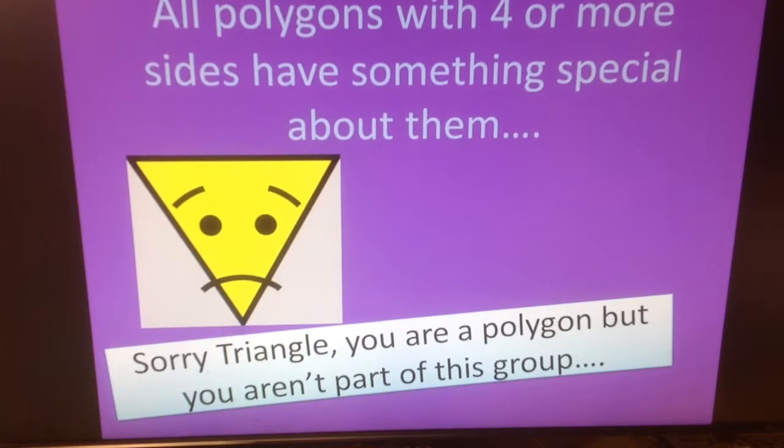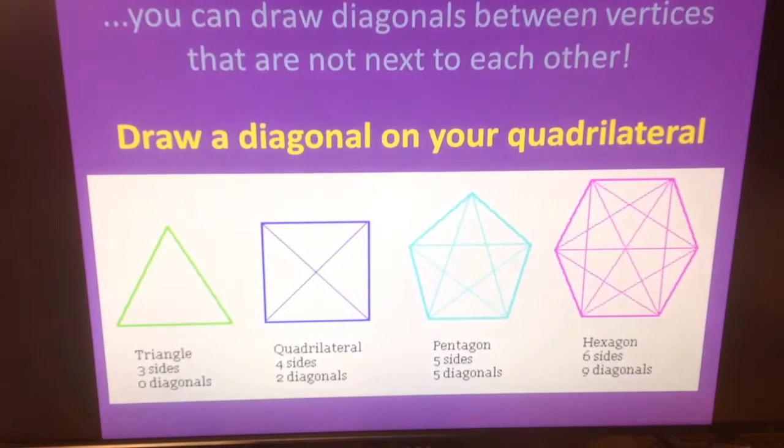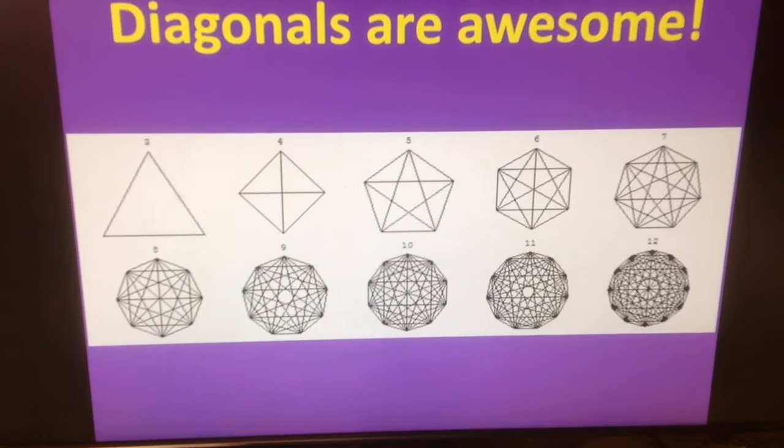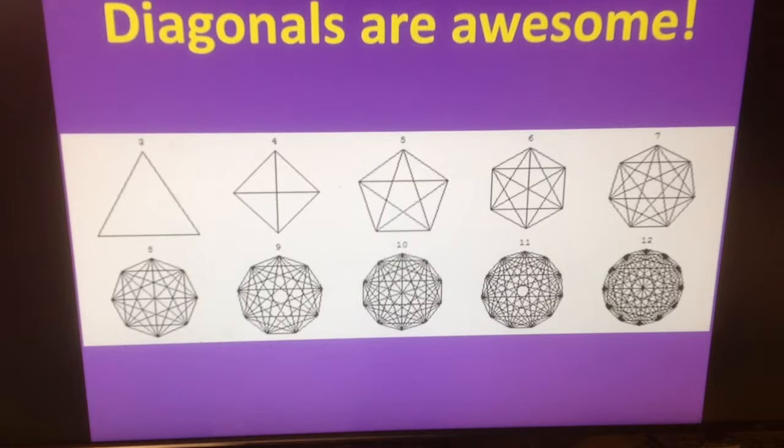All polygons with 4 or more sides have something special about them. So in this case, triangle is a polygon, but it's not part of this particular group. We were going to say that polygons that have 4 or more sides, you can draw diagonals between the vertices that are not next to each other. So here's a picture showing some diagonals drawn on different shapes that have 4 or more sides. I found these online and they were just so cool and beautiful I wanted to show them to my students as well. Look at all those diagonals. A shape with 12 sides has over 100 diagonals.